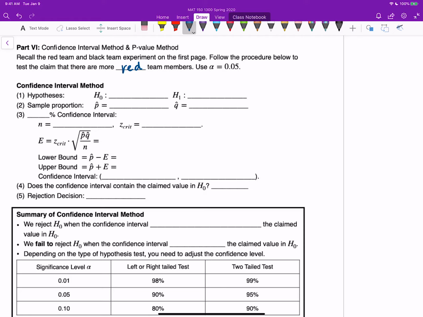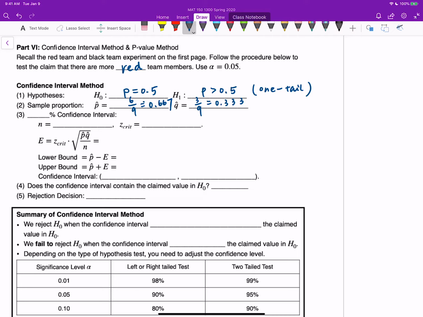The hypothesis is the same as what we used before. So the null hypothesis p equals 0.5, alternative p greater than 0.5. And again, this is a one-tail test, or you could say right tail, it's up to you. Sample proportion, we already computed earlier, 6/9, which is approximately 0.667. Q hat is 3/9, which is about 0.333.